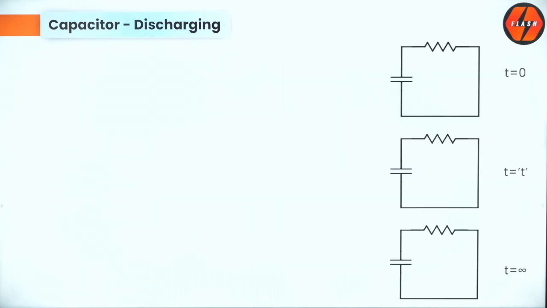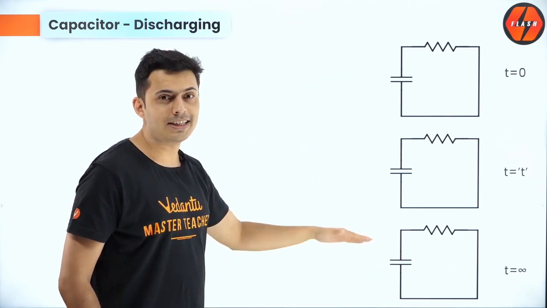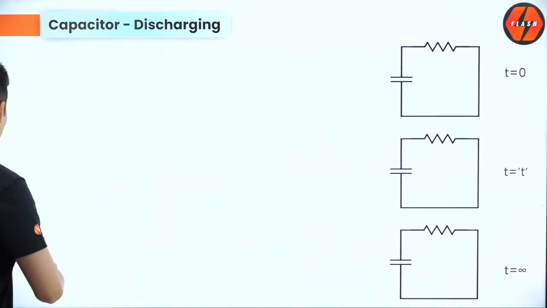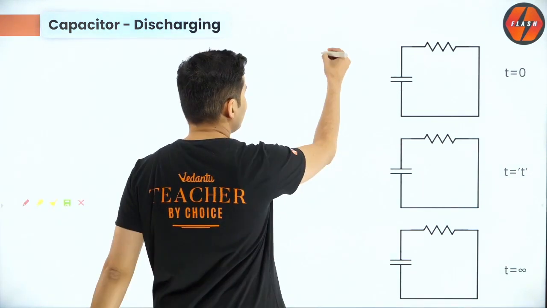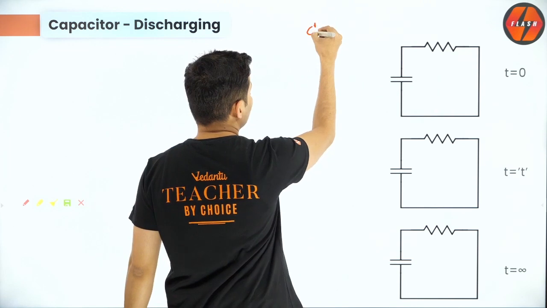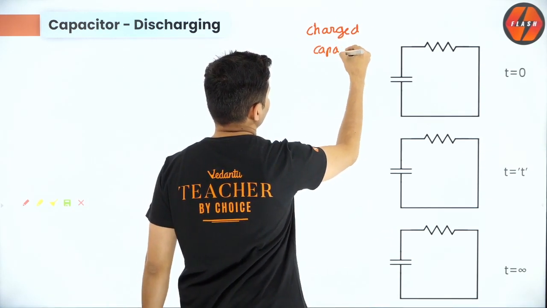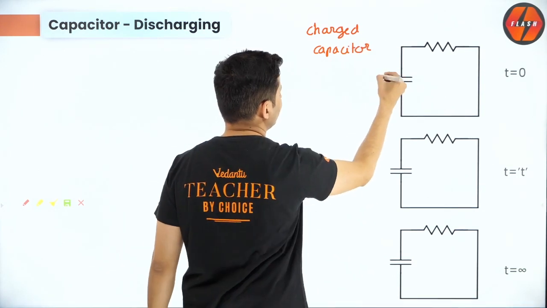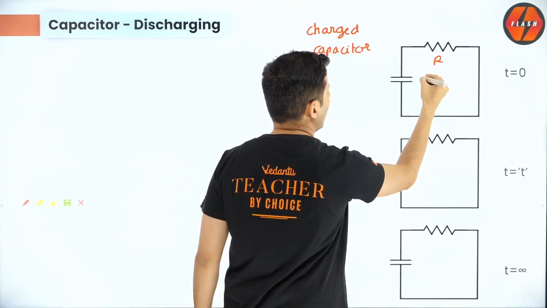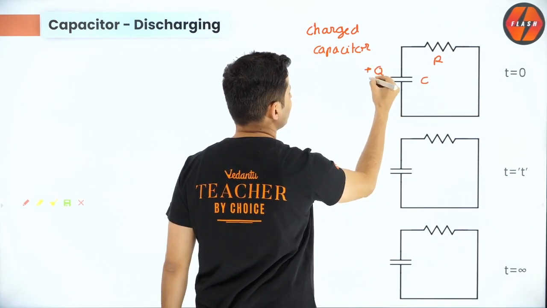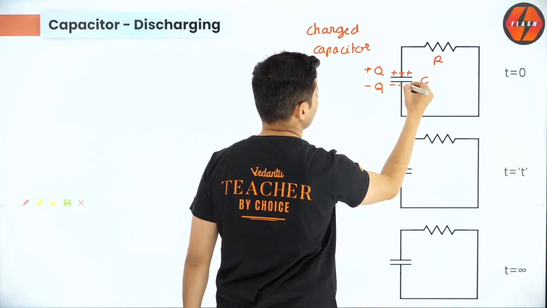Very simple. So what are the different stages of discharging a capacitor? Again, let's start from the beginning. You take a capacitor which is completely charged. So this is a completely charged capacitor. The capacitance will be C, the resistance is R, and the charge initially is plus Q, let's say, and here minus Q. So the capacitor has a lot of charge over here.